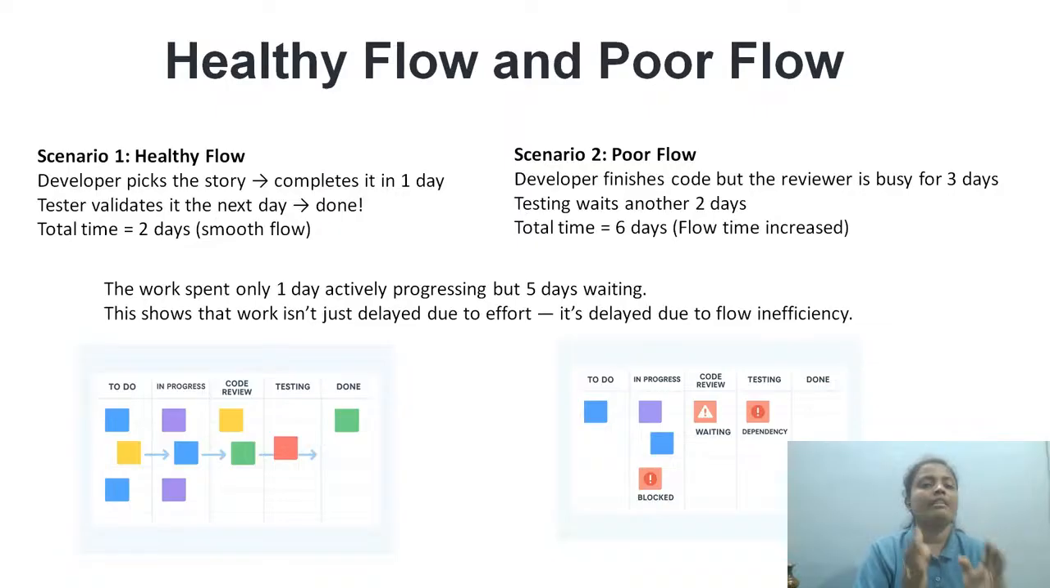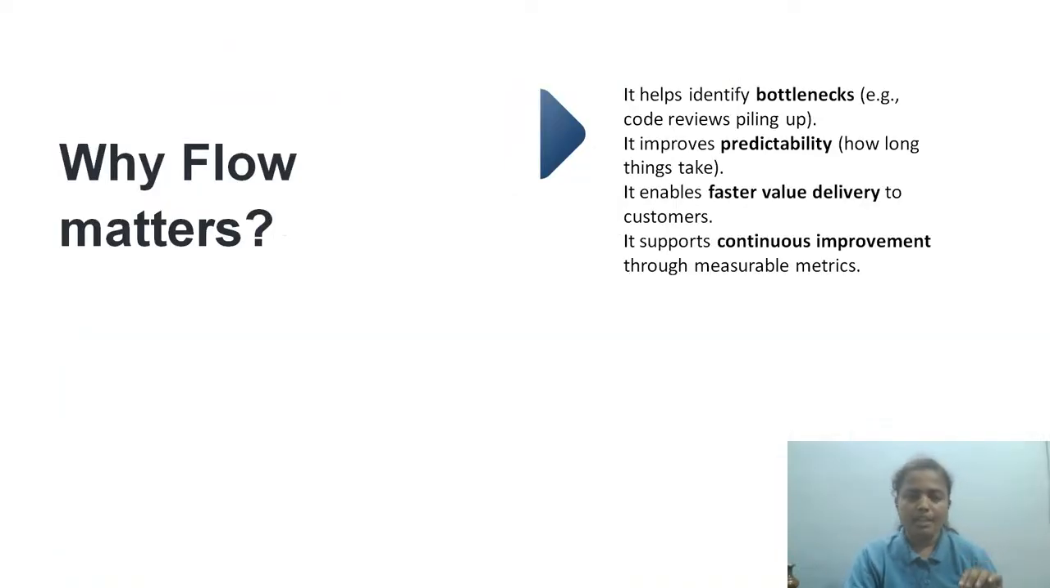The interruption is a different interruption here, which is the waiting period, right? So that's a poor flow. So that is the difference between healthy flow and poor flow, which is very important. Okay, so now we will go to the next slide. Why does this flow matter? We are talking about flow from source to destination. It should travel smoothly. There is a smooth transition from A to B.